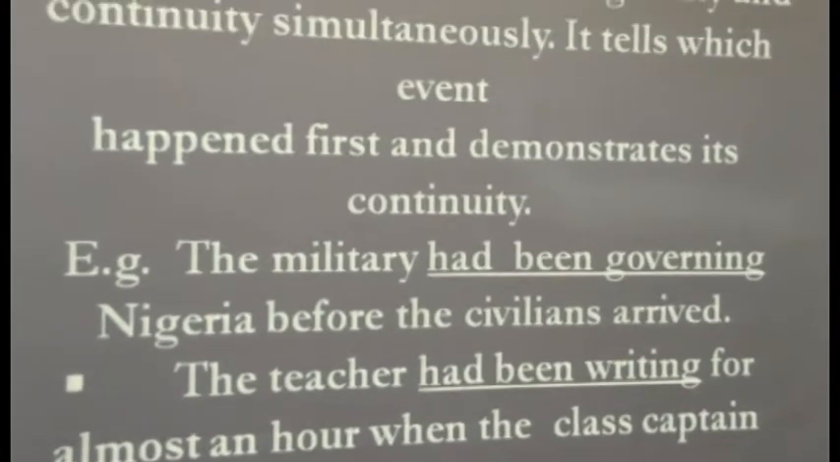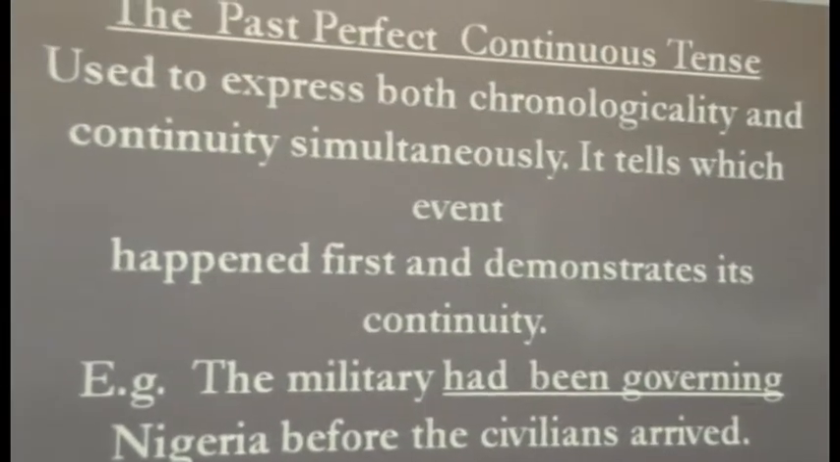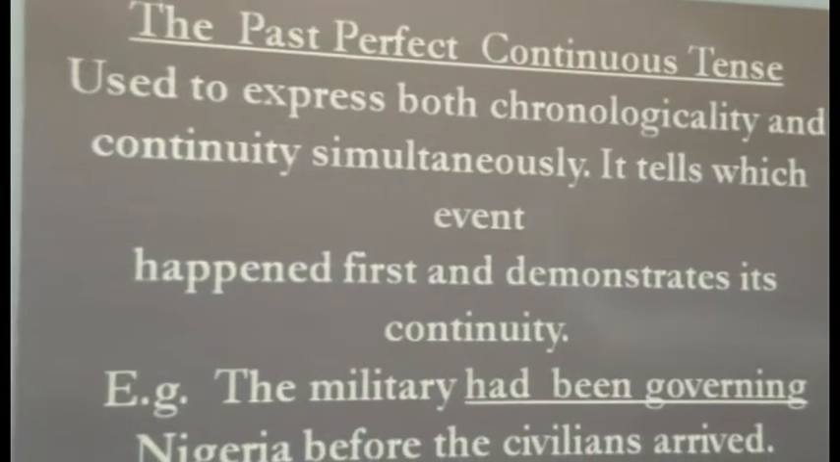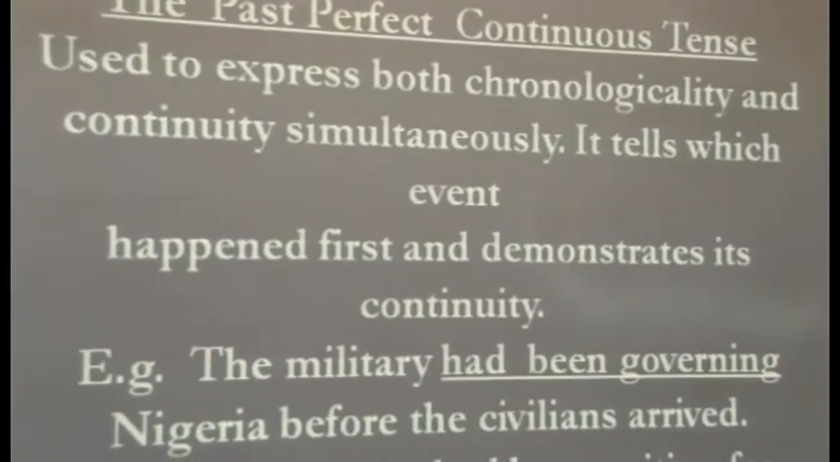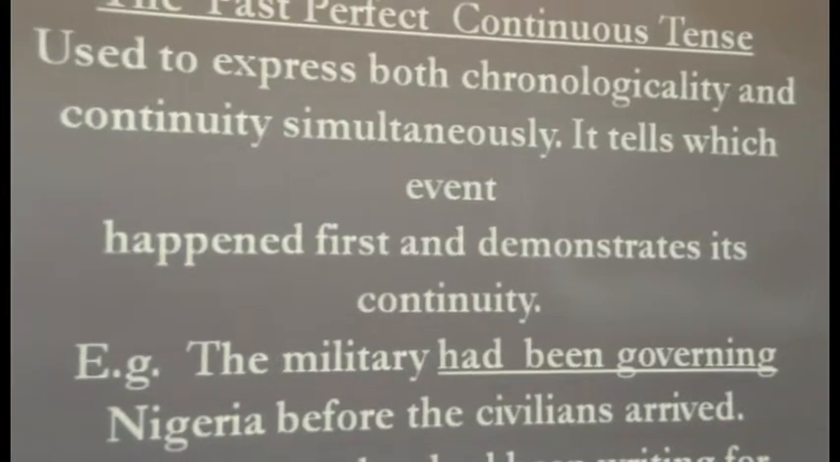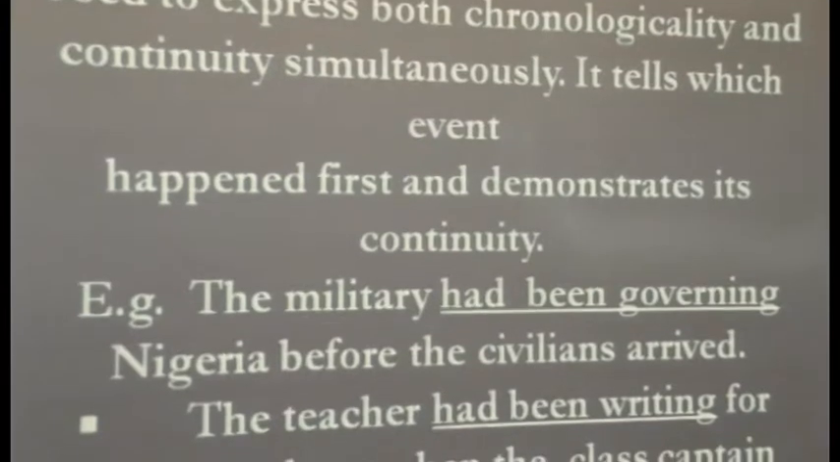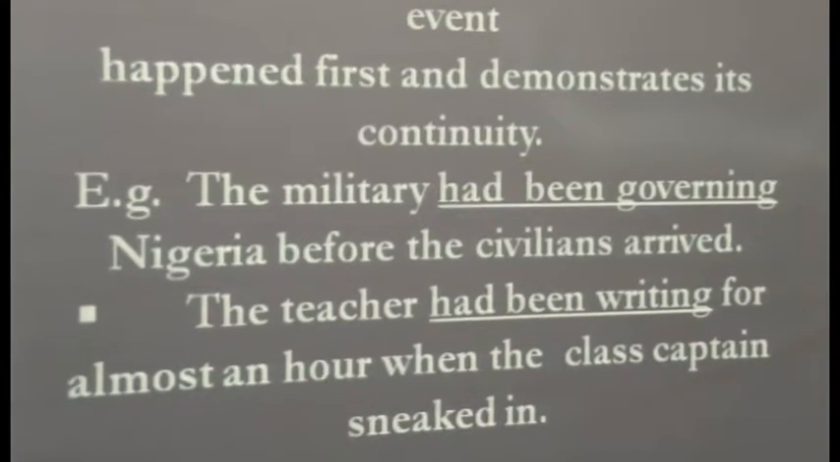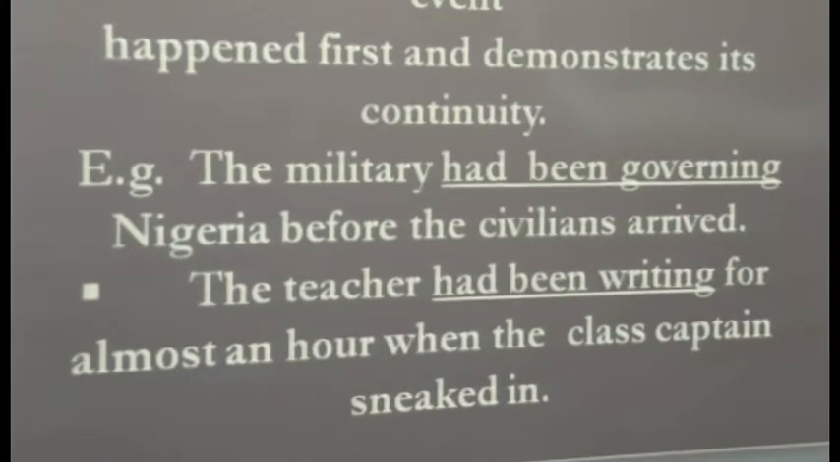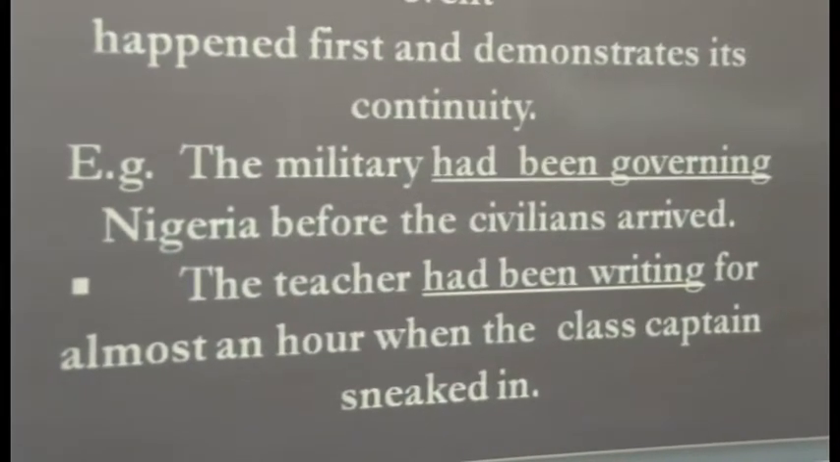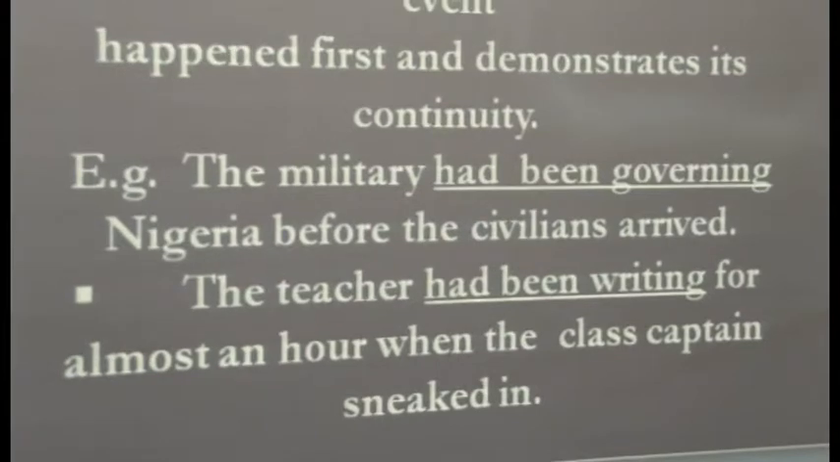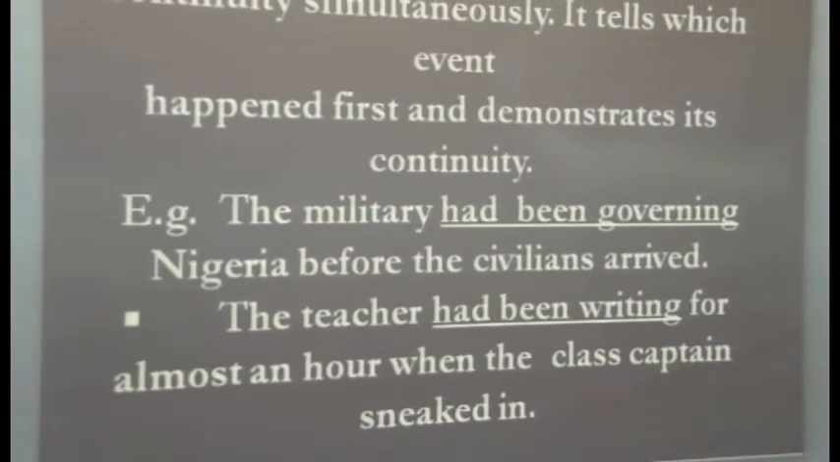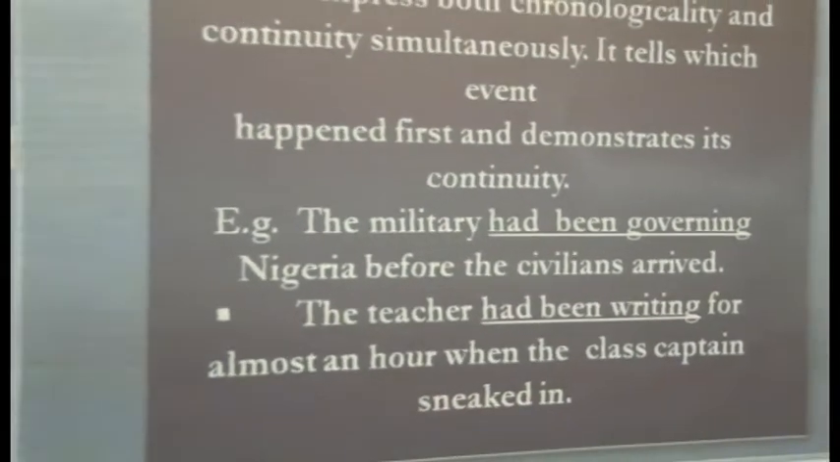The past perfect continuous tense. The past perfect continuous tense is used for expressing both chronologicality and continuity simultaneously. It tells which event happened first and demonstrates its continuity. For instance, the military had been governing Nigeria before the civilians arrived. The teacher had been writing for almost an hour when the captain sneaked in.